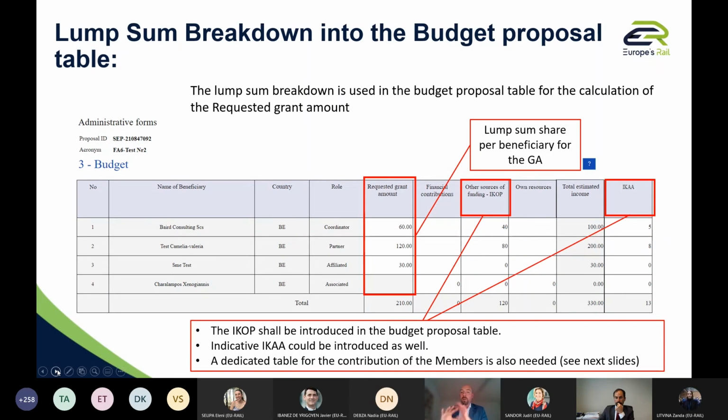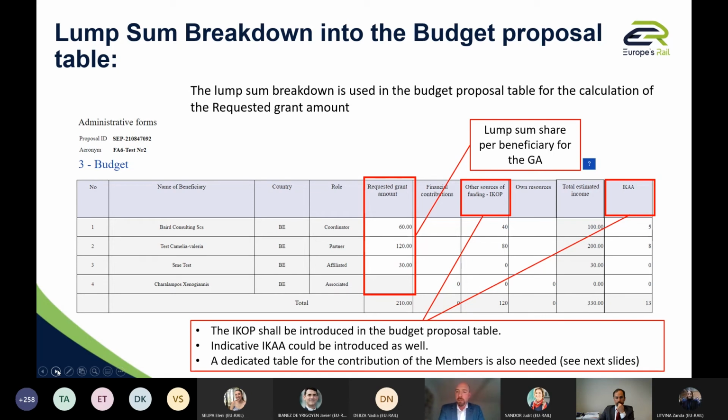However, in the summary part of the proposal, there is a lump sum breakdown into the budget proposal table in the system that you have to fill in manually. And if you compare the two slides, where you see here requested grant amount, it considers what you have in your financial Excel table, the total amount of the grant agreement per beneficiary. So you take the amount of the financial Excel table and you put it into the system, and the expert will verify and cross-check that it is consistent.